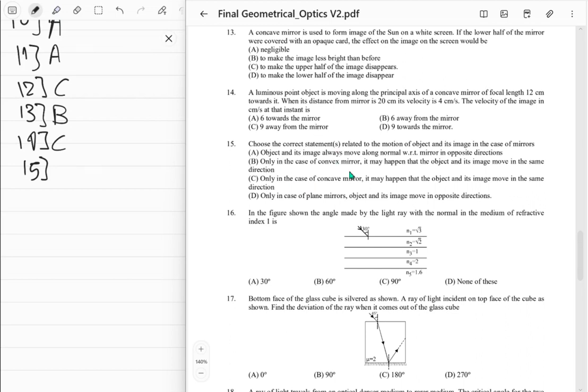Only in the case of convex mirror, it may happen that the object and its image move in the same direction. No, wait, you also have a virtual image, right? So virtual image by concave mirror. So negative v upon u squared of thing. So your dv upon dt is always negative of whatever sign your du upon dt has.